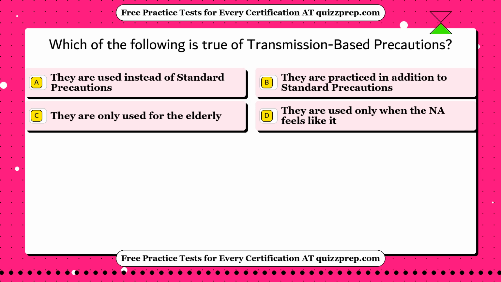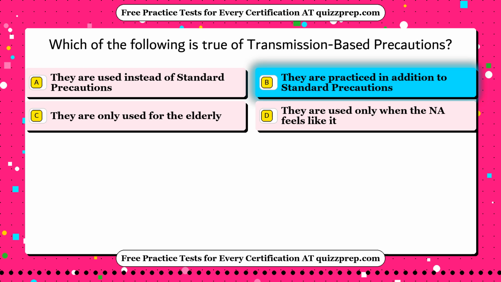Question 71. Which of the following is true of transmission-based precautions? Option A, they are used instead of standard precautions. Option B, they are practiced in addition to standard precautions. Option C, they are only used for the elderly. Option D, they are used only when the NA feels like it.